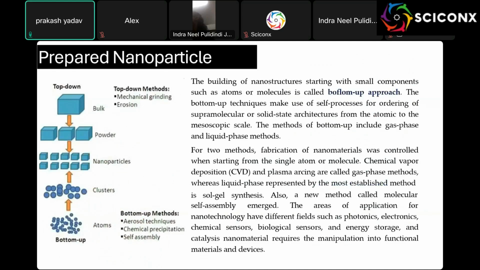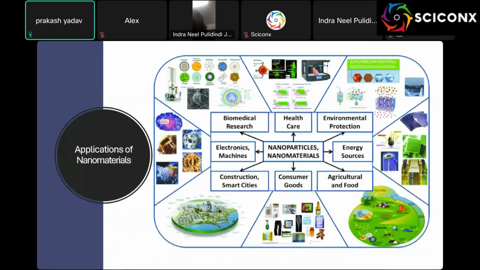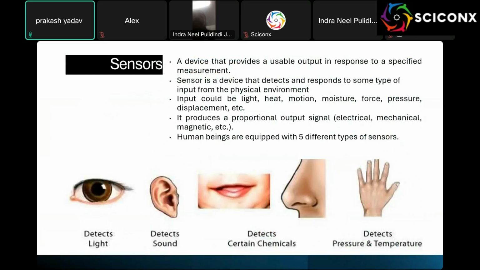Let me go directly to my sensor slide because time is constrained. We know the meaning of a sensor. A sensor is a device to detect and respond to some type of physical input. The inputs can be light, heat, motion, moisture, force, and displacement. It produces output signals such as electrical, mechanical, and temperature, and the outputs can be digital or analog.